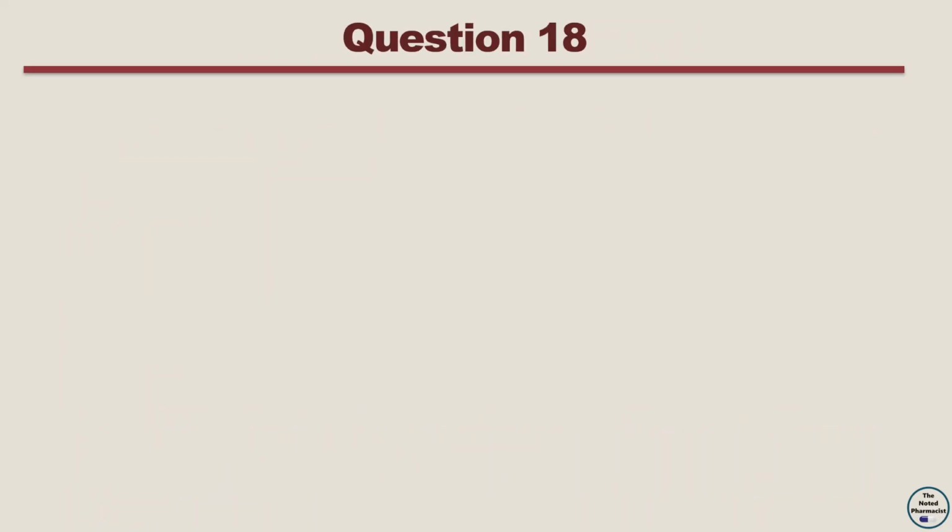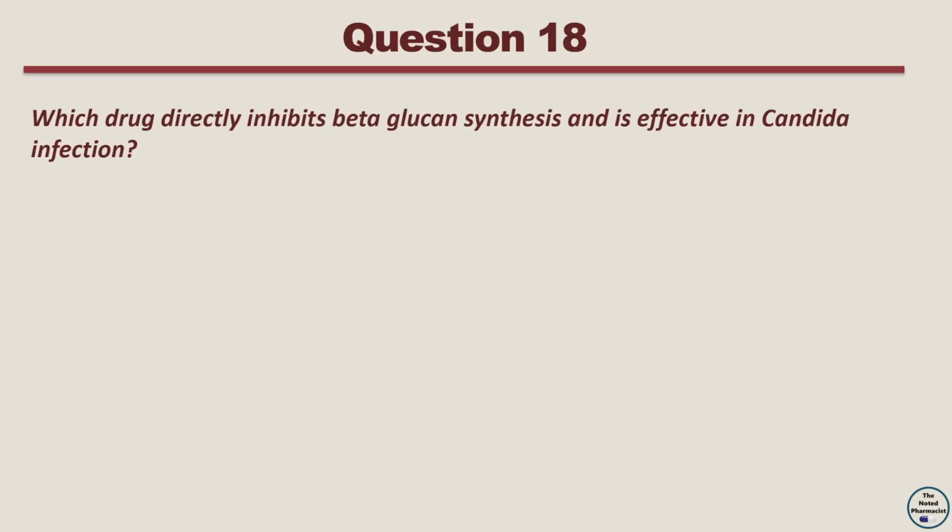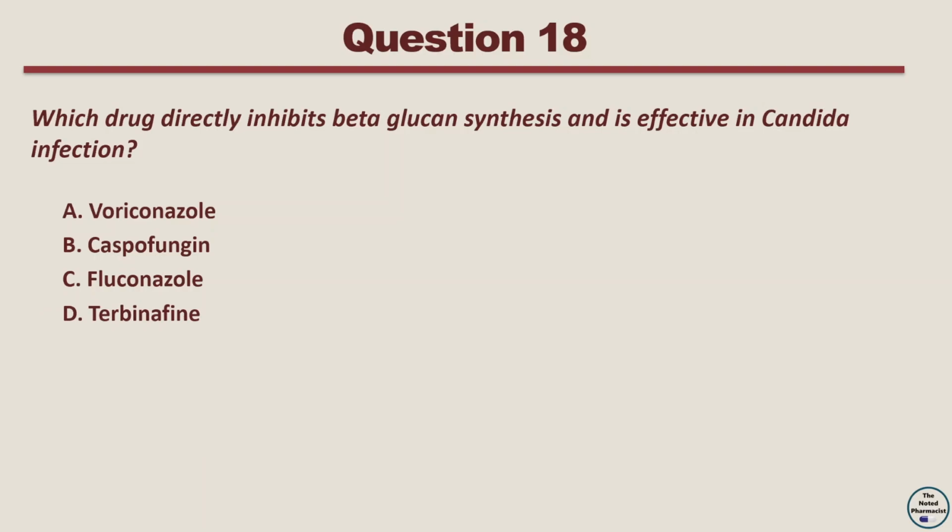Question 18. Which drug directly inhibits beta-glucan synthesis and is effective in candida infection? Option A, voriconazole. Option B, caspofungin. Option C, fluconazole. Option D, terbinafine. Option E, amphotericin.